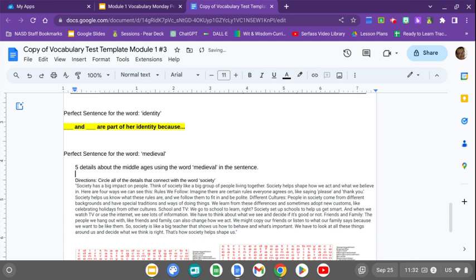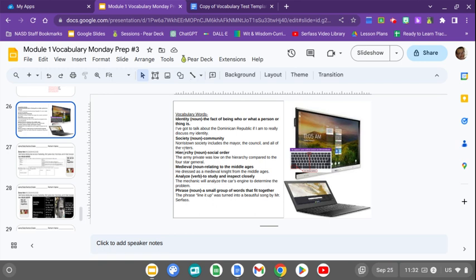Boom. Take a moment now and go ahead and finish your perfect sentence for the word identity and for the word medieval. You certainly don't have to use those words in particular, but that just means that you're very independent with this right now. Please take the time to do so.